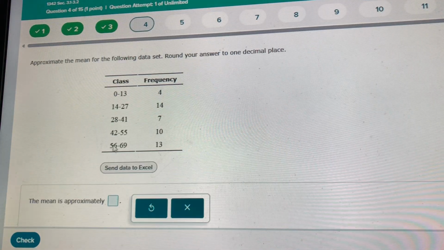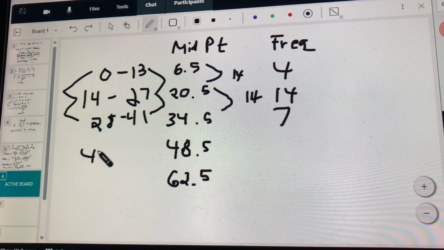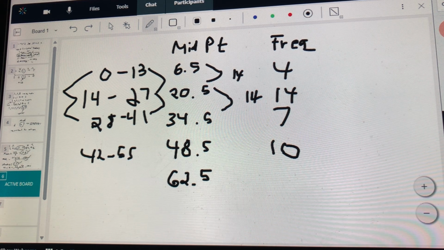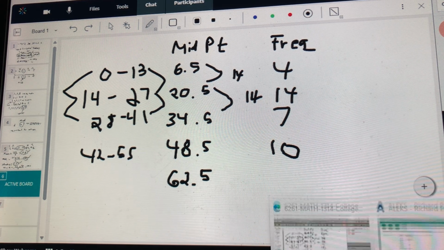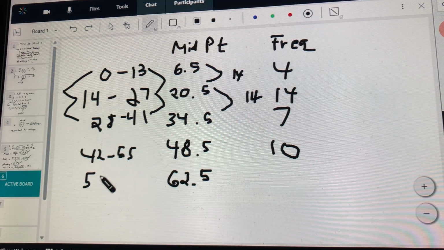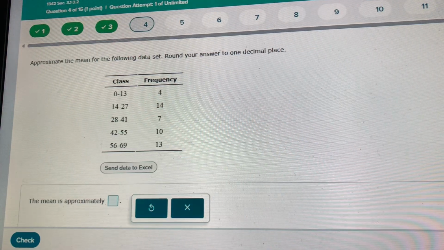So the interval from 42 to 55 that's got a 10, halfway between 42 and 55 is literally 48.5. And halfway between 56 and 69, apparently halfway between that is 62.5, and there was a 13 frequency there.